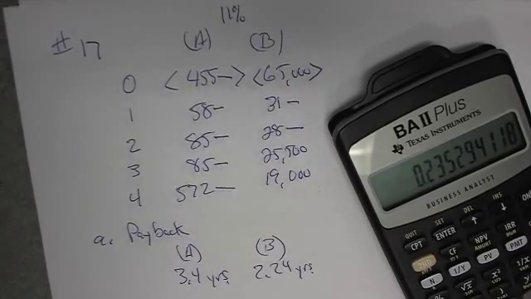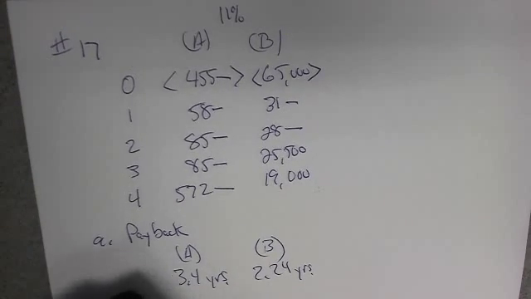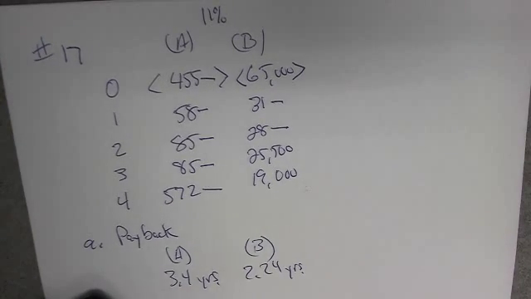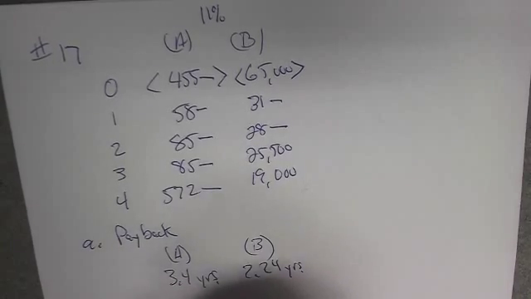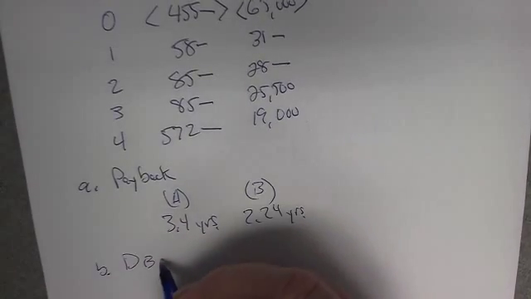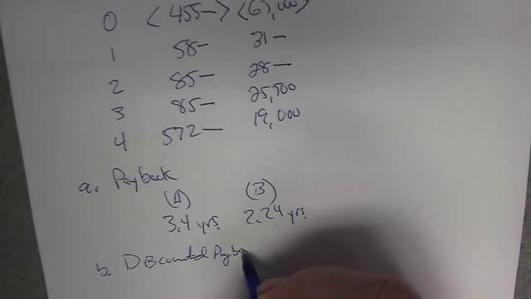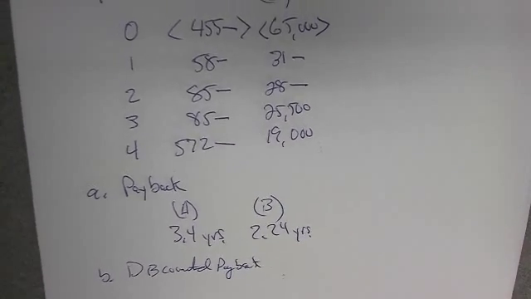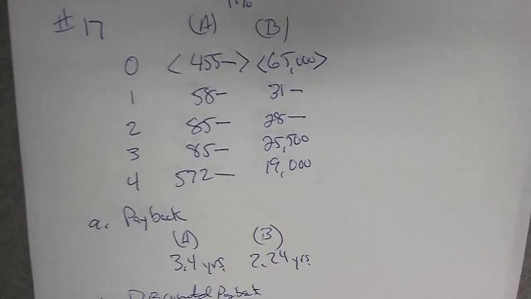Okay. So if this is our only criteria, which one do we choose? Well, B has a better payback. Okay, so that's payback. Now what we want to do is part B, and part B wants discounted payback. So the first thing we're going to have to do is discount all of these cash flows that we see here.